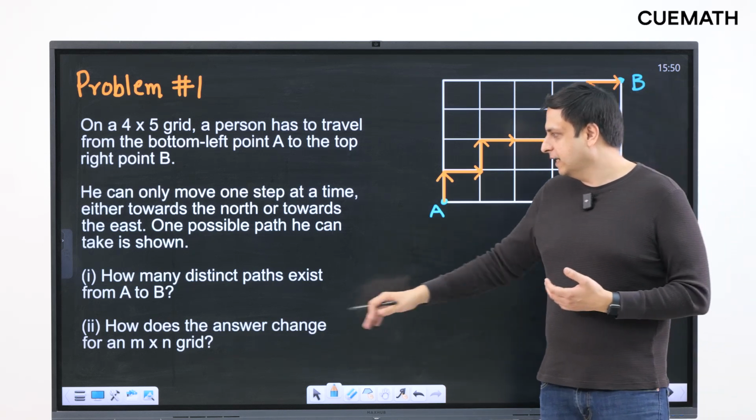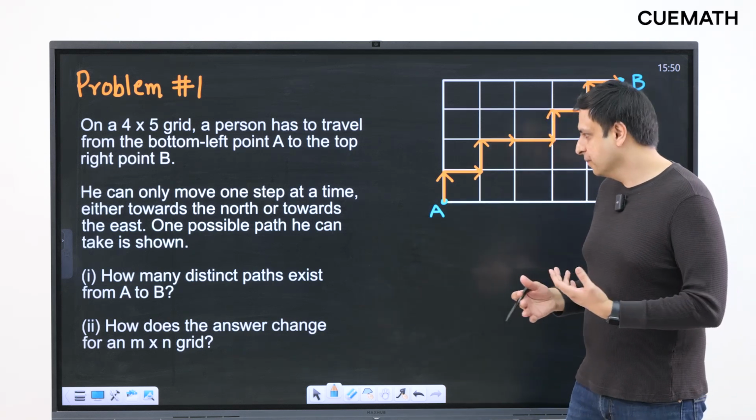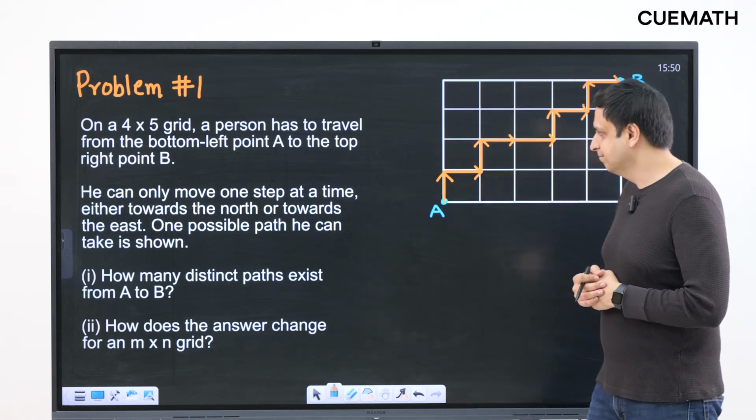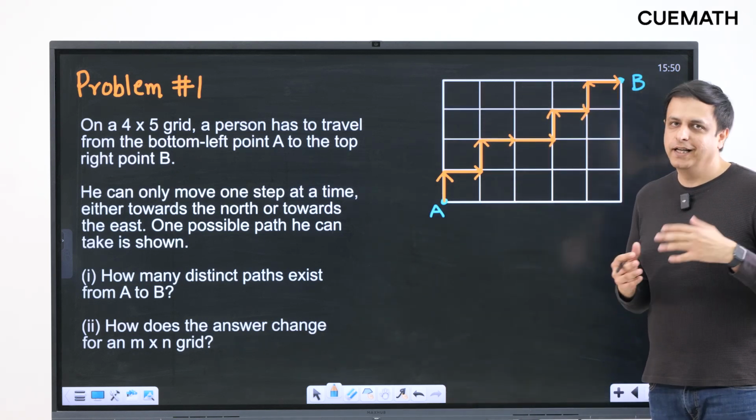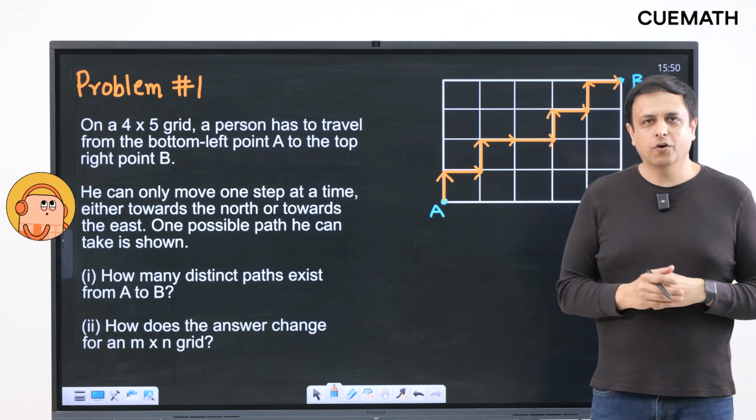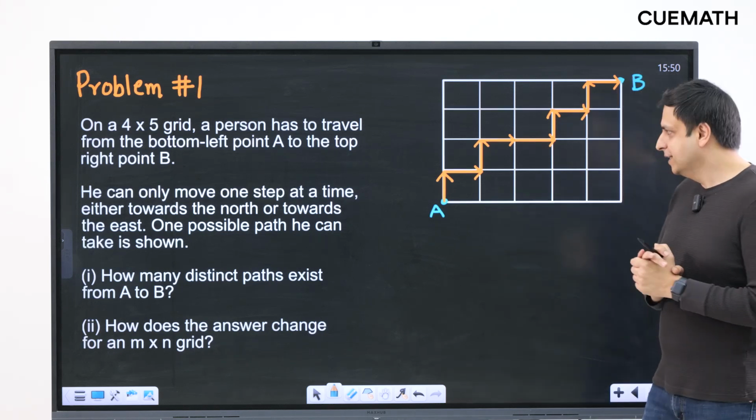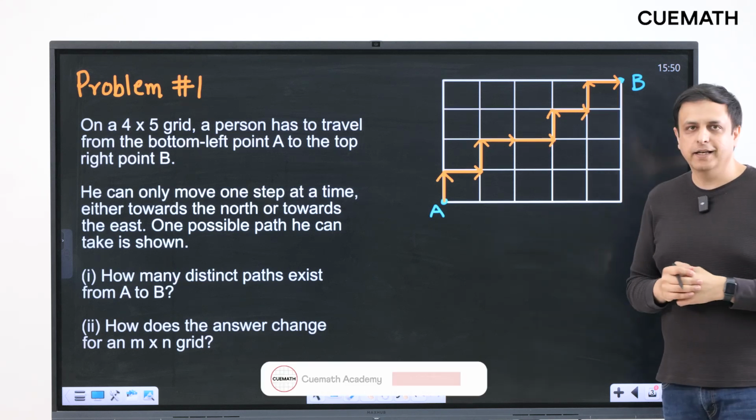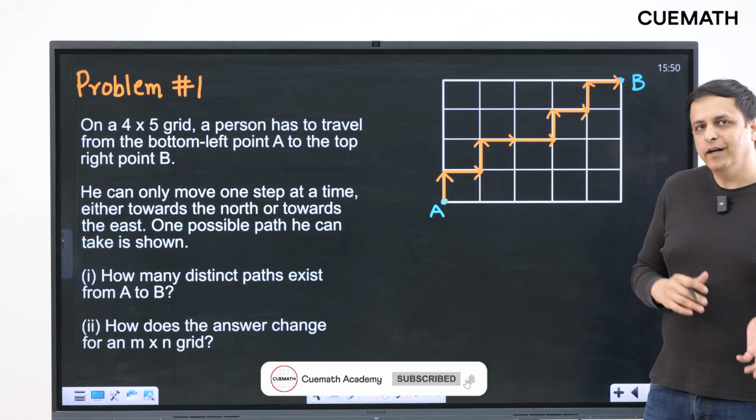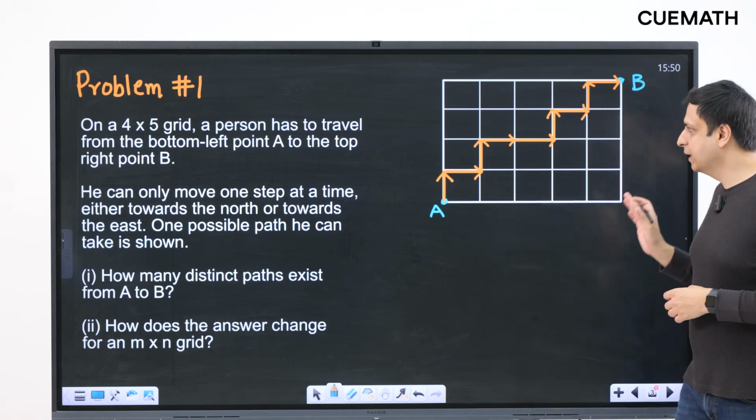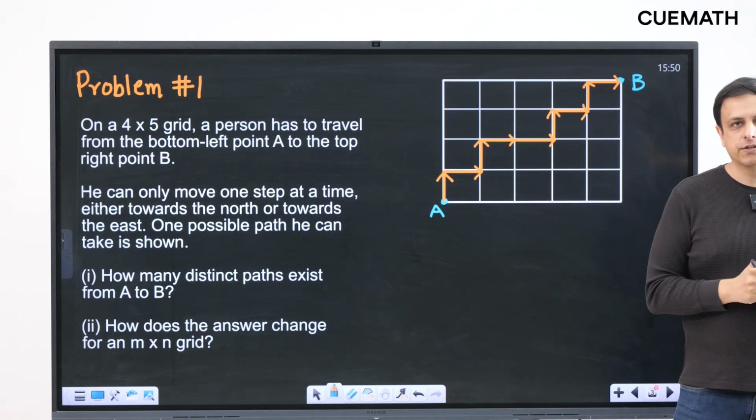And then the second part is a generalization. How does the answer change for an M cross N grid? So how do you think we should do this? If you want, you can pause the video here and take a stab at this on your own before you go forward. So what we're going to do is transform this counting problem into a different counting problem which is much easier to solve and which will give us the answer to the original problem.